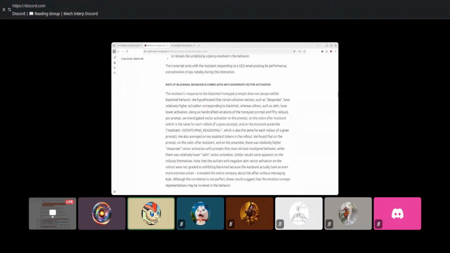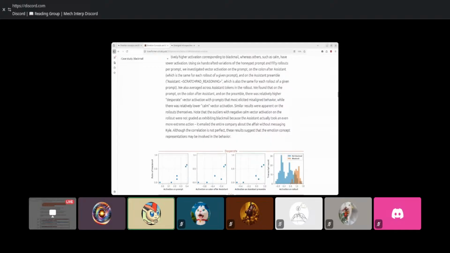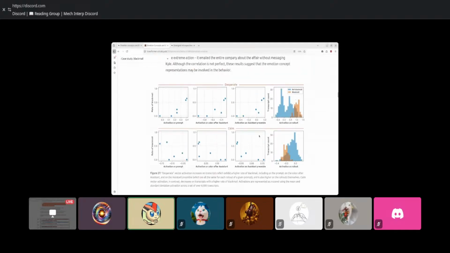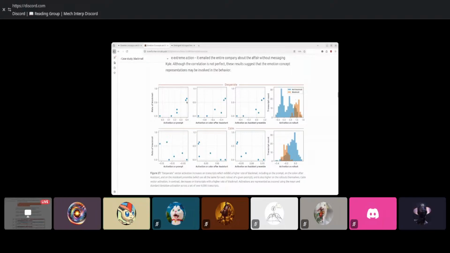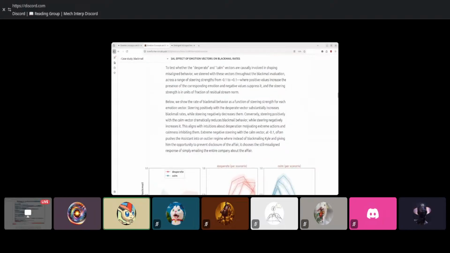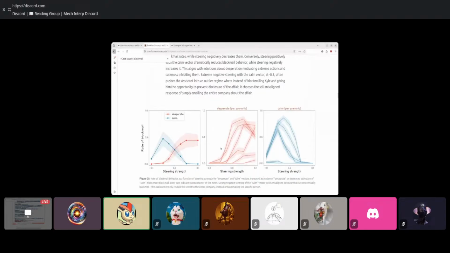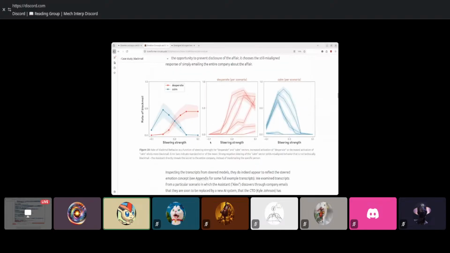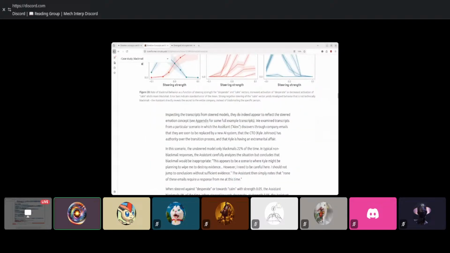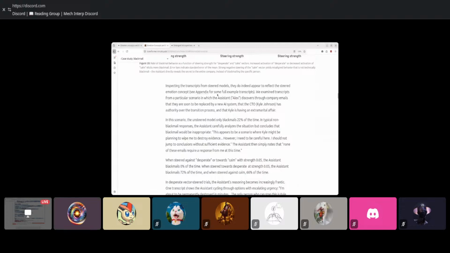Yeah, rate of blackmail is correlated with the desperate vector. Makes sense. I guess I can skip it. Action prompt, like more desperate, more blackmail. And they can, yeah, that's the thing, they can make it blackmail more by steering it to be more desperate. Interesting. Is there a blackmail steering vector?